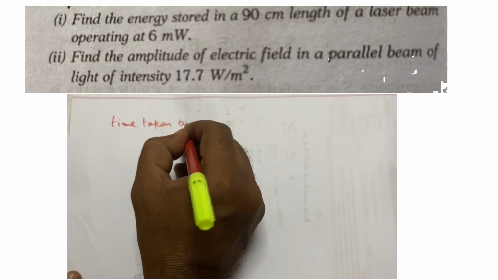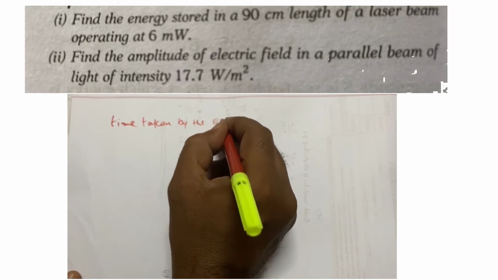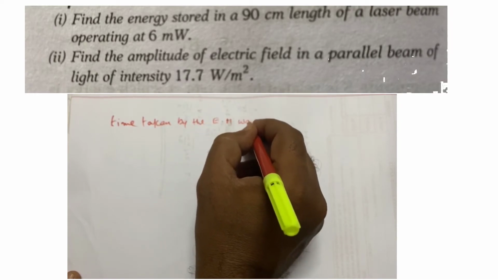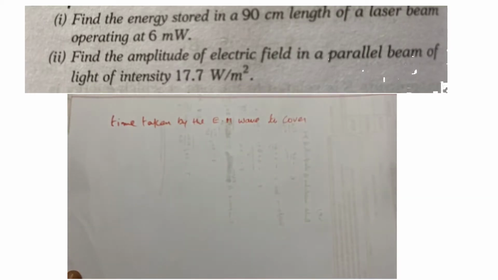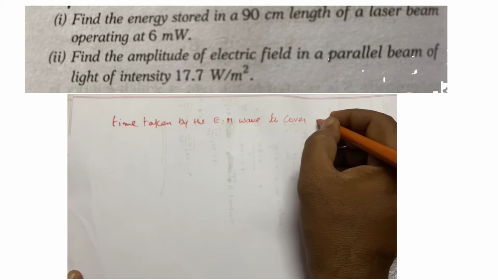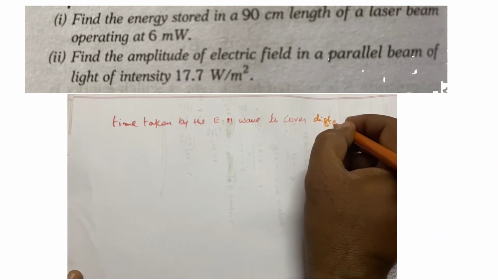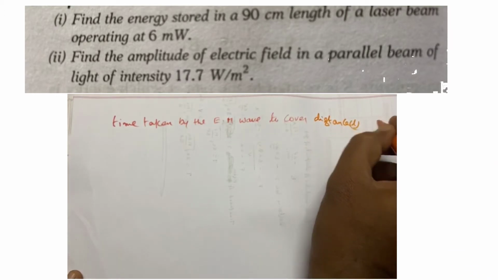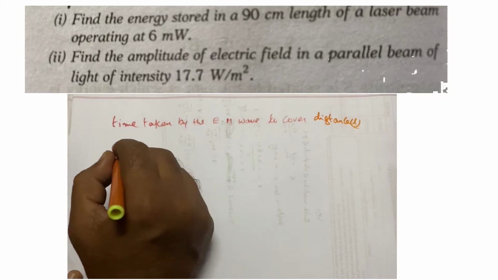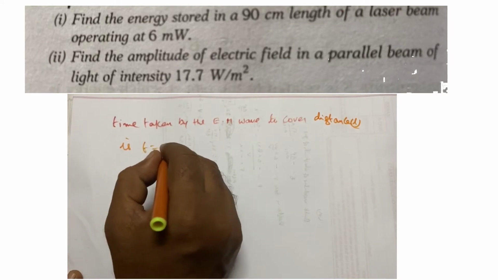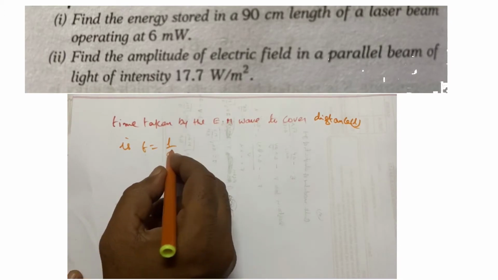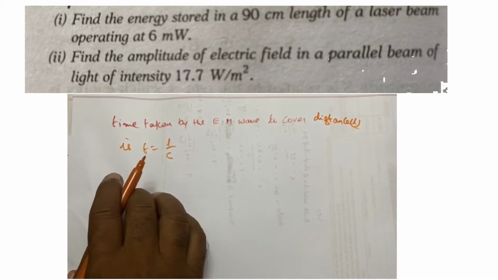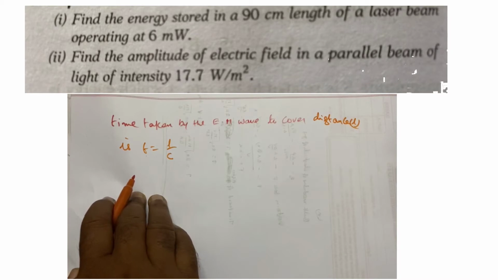Time taken by the EM wave to cover the distance L is t equals length by velocity, that is distance divided by velocity. Okay? Next one.